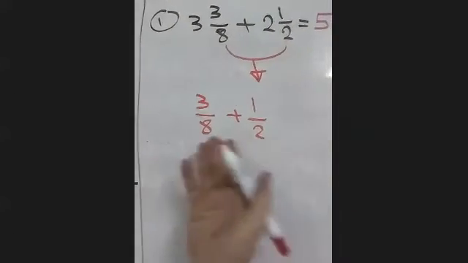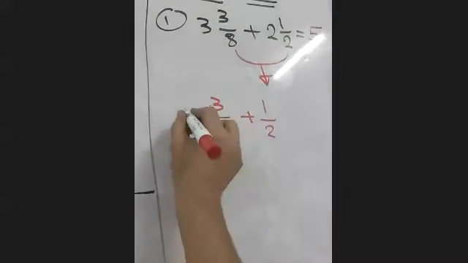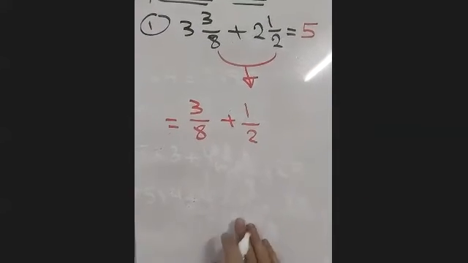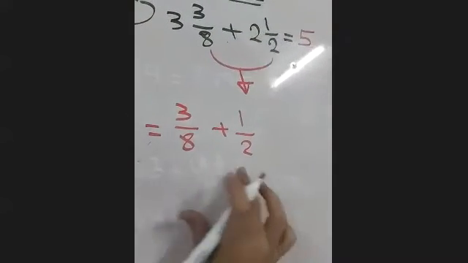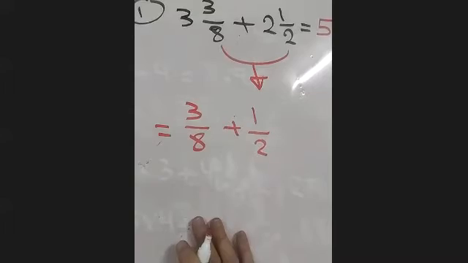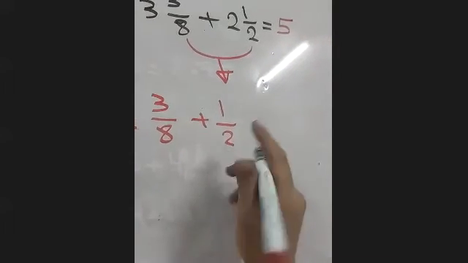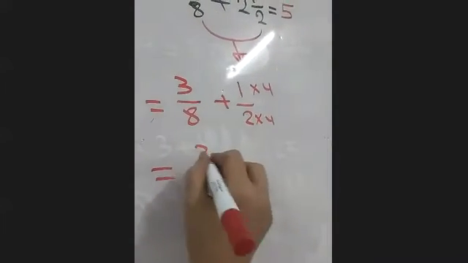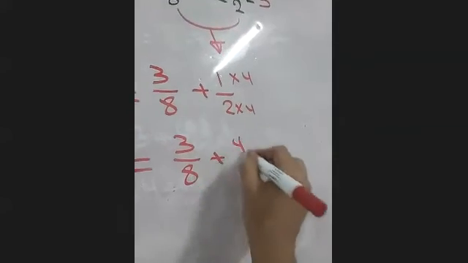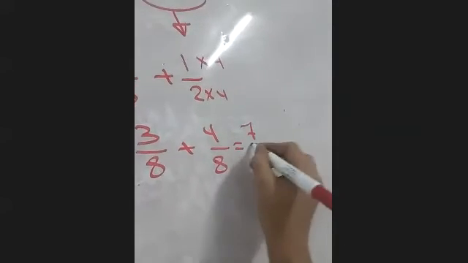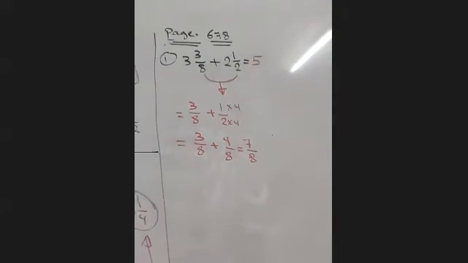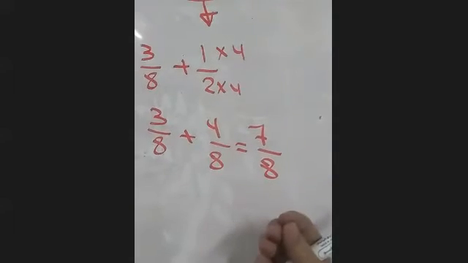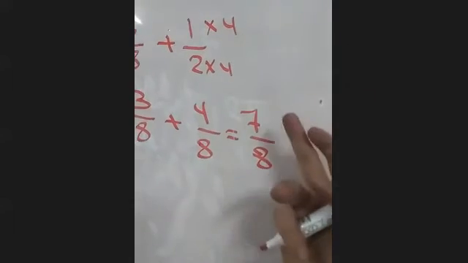Now, 8 and 2, do we add directly or least common multiple? No, we need the least common multiple. Yalla, what's the least common multiple of 8 and 2? 8. So I will make 2 to be 8 by multiplying here and here by 4. We know that. 3 over 8 plus 4 over 8, which is equal to what? 7 over 8.